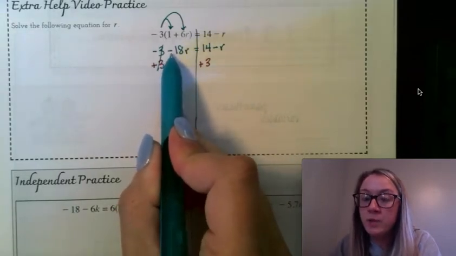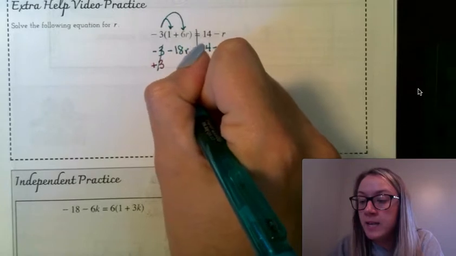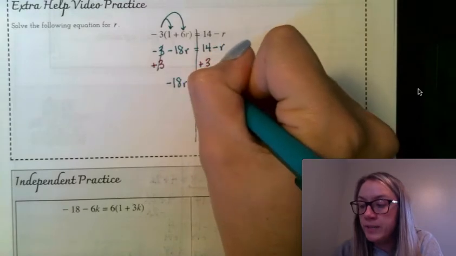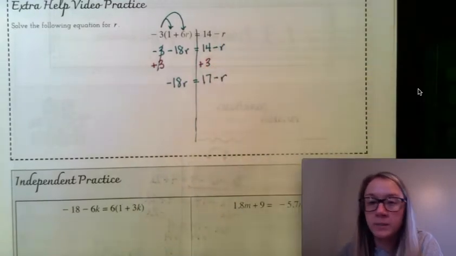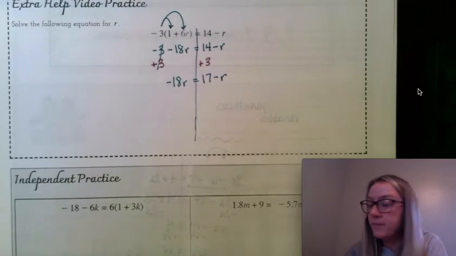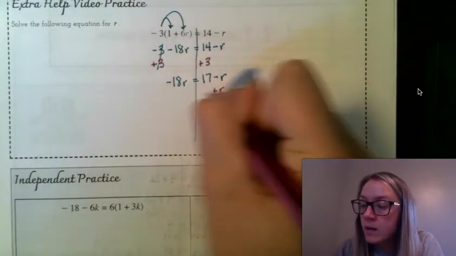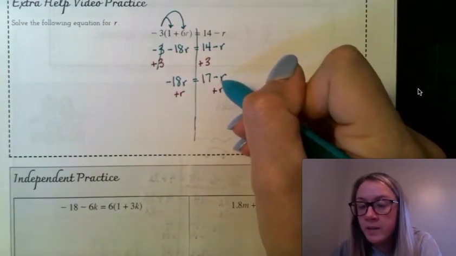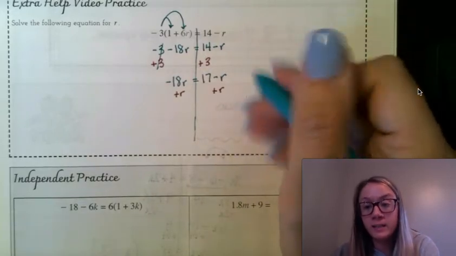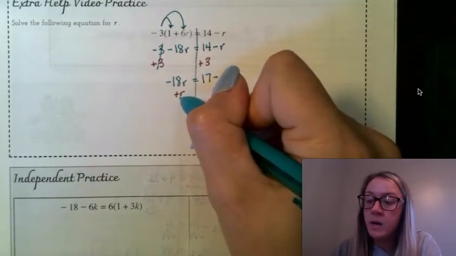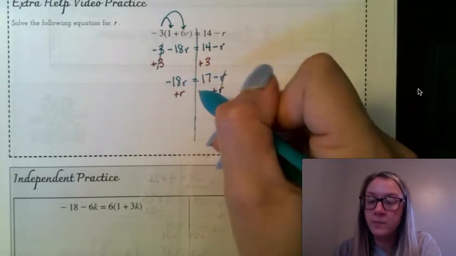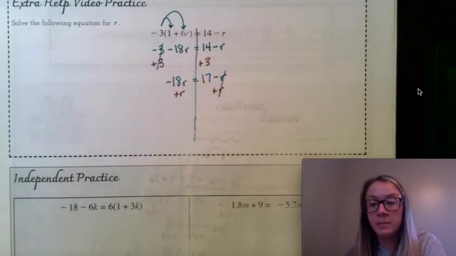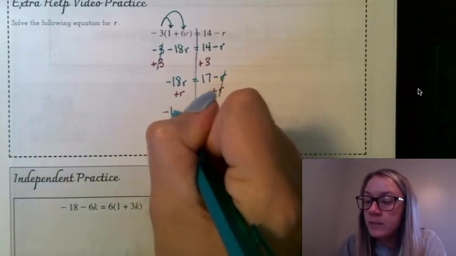We want to make sure that we keep track of that minus sign because it is connected to the 18. Then 14 plus 3 is 17. I still have that minus r. To get my variables together, I'm going to add r onto both sides. Now for this r, there's not a number in front of it. If that happens, it is an invisible 1. So I'm adding a +1r onto this. So -18r plus a +1r, so -18 plus 1 is -17r.